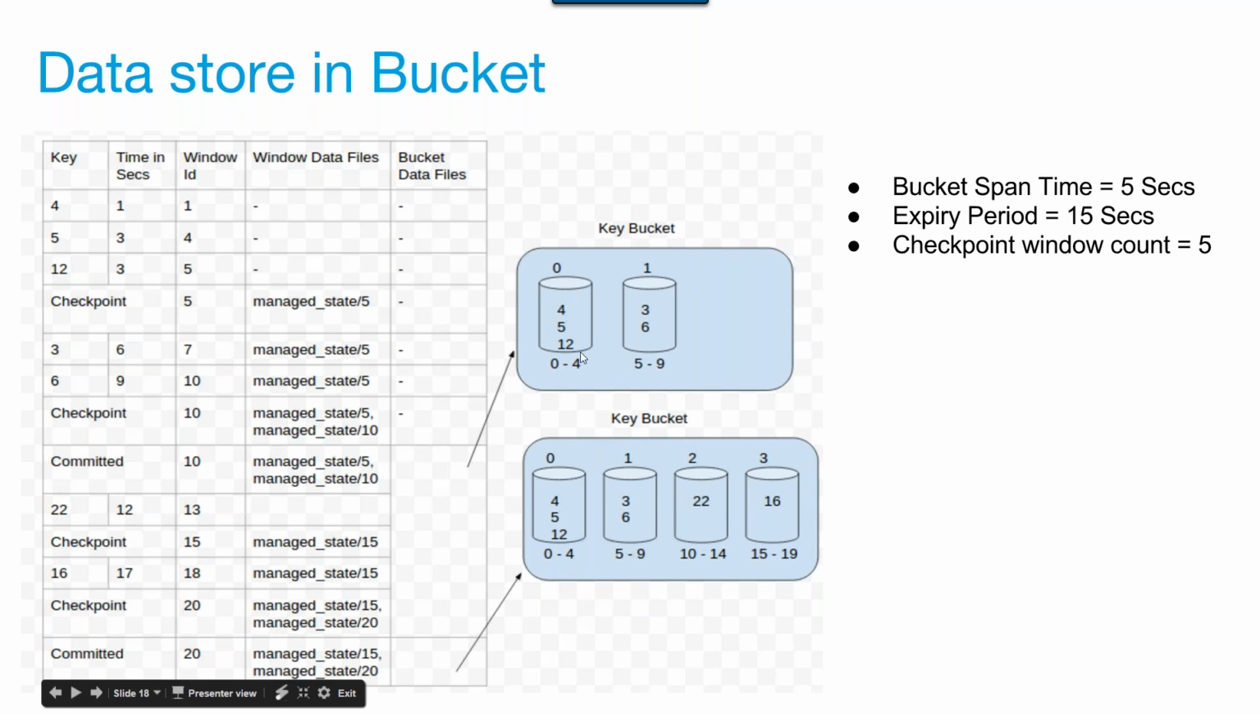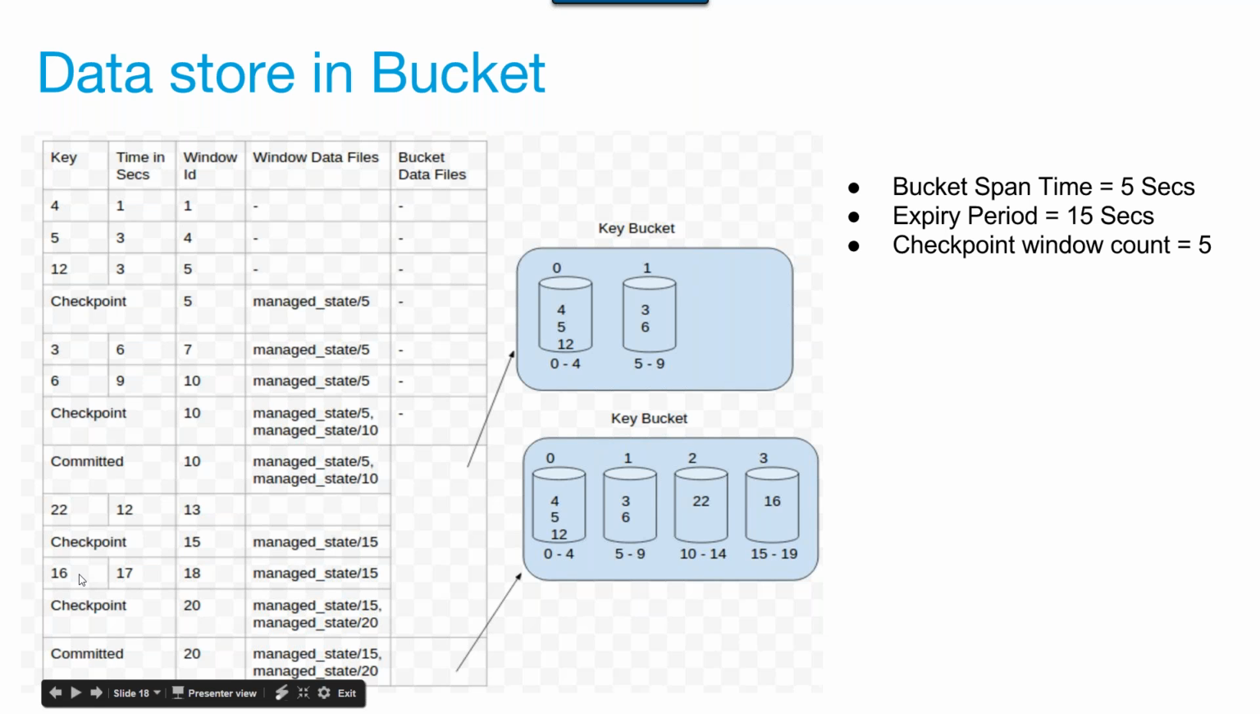These files are the DT files. It saves in sorted order, so that if you fetch any particular key, it gives very fast results. And the next one is 22 at window ID 13, so the time is 12 seconds. This saves into the flash segment. And the next one is the checkpoint: at 15, this data is saved into the window data file 15.